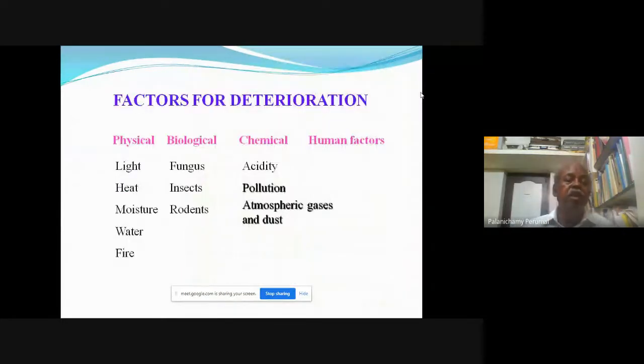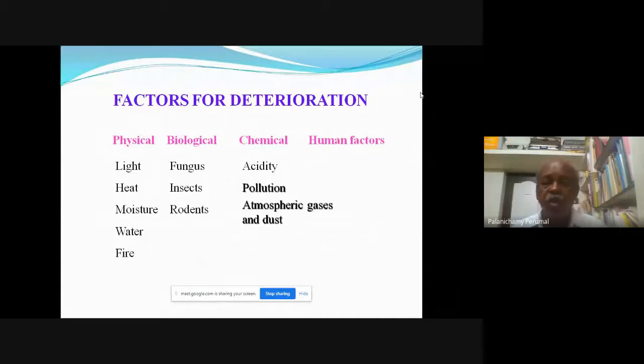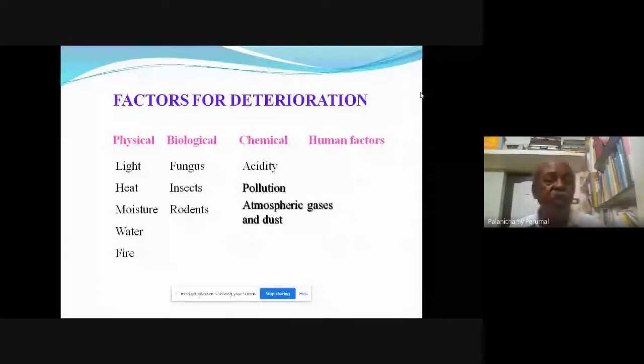Even now we have seen all these types of books in our library. You know, as a librarian, what problems you are facing. The major problems I am classifying into four formats: physical factors, biological factors, chemical factors, and human factors. These are the four factors affecting our library books. Under physical factors, I am classifying light, heat, moisture, water, and fire.